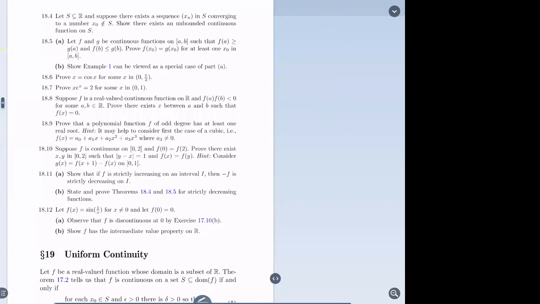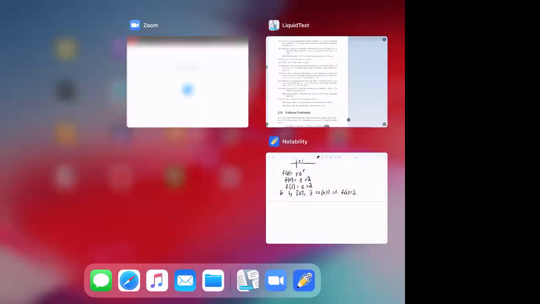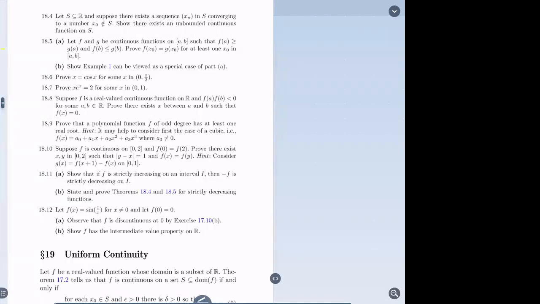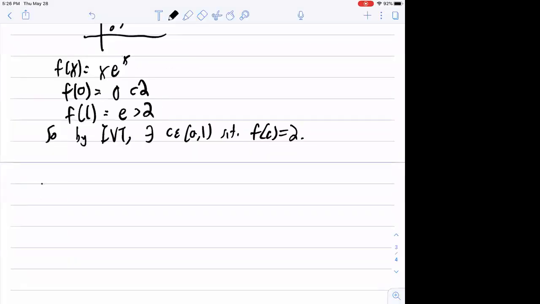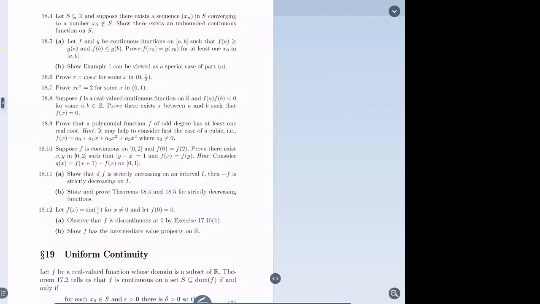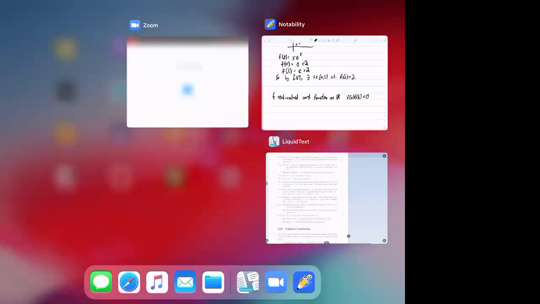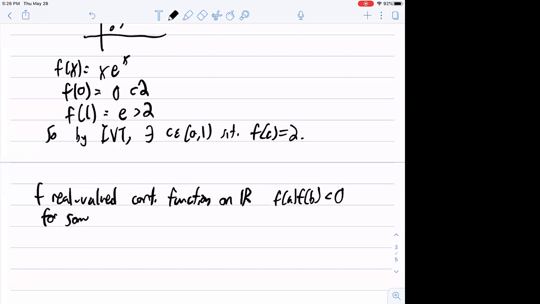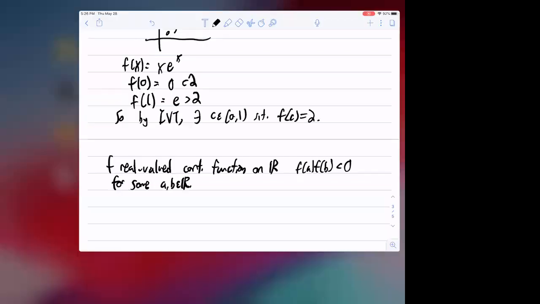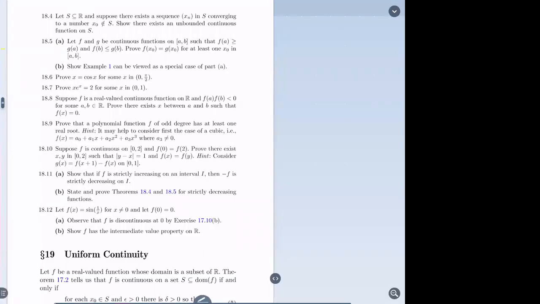So we have 18.8. Let f be a real valued continuous function on R, and f of A times f of B is less than 0 for some A, B in R. Prove there exists x between A and B such that f of x is 0.